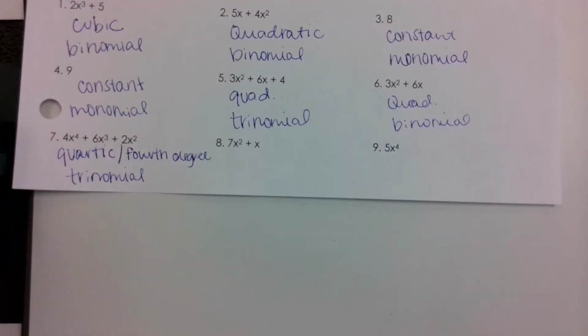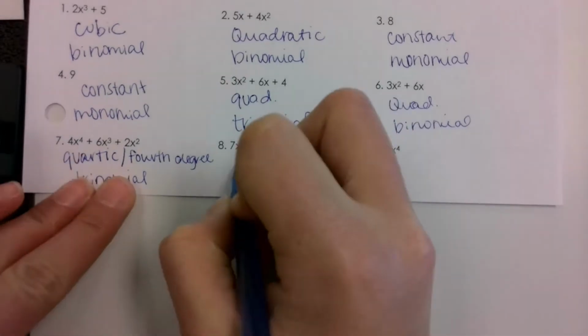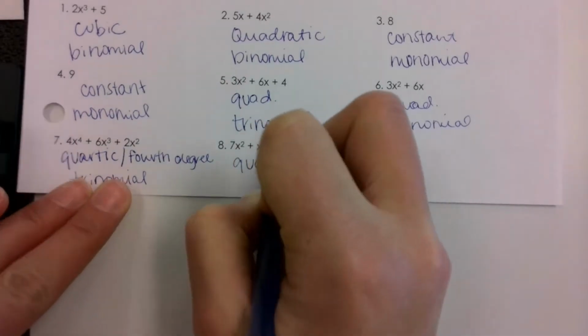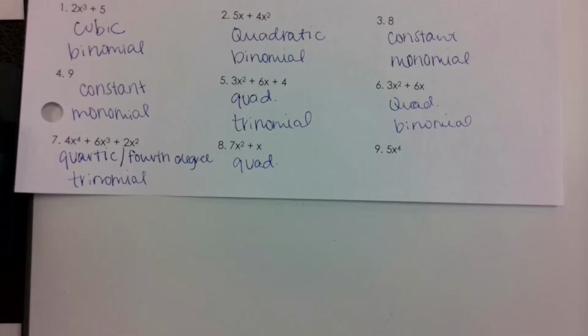Thomas, for number 8, what's our highest exponent on number 8? 2. So when your highest exponent is a 2, what do we call it? Quadratic. Julia, how many terms do we have there? So what do we call that? Binomial.